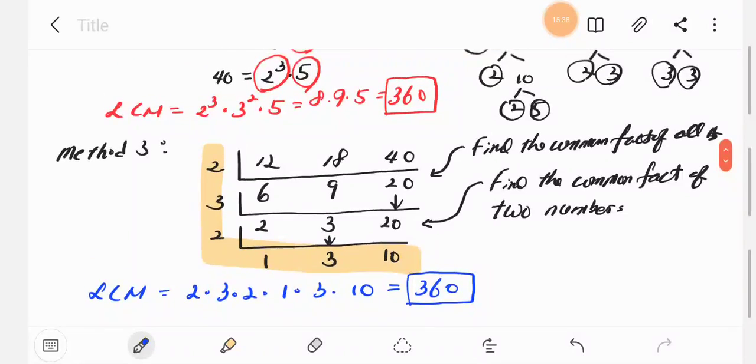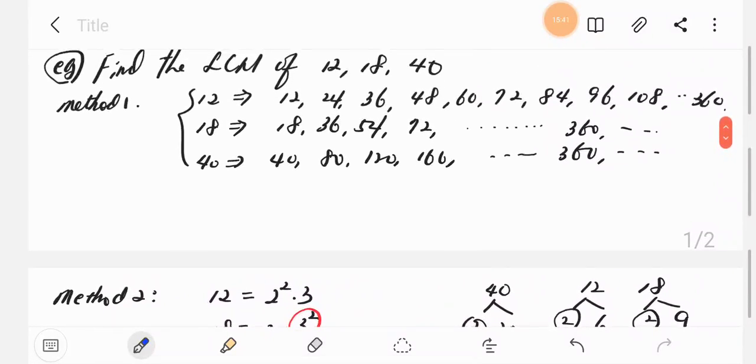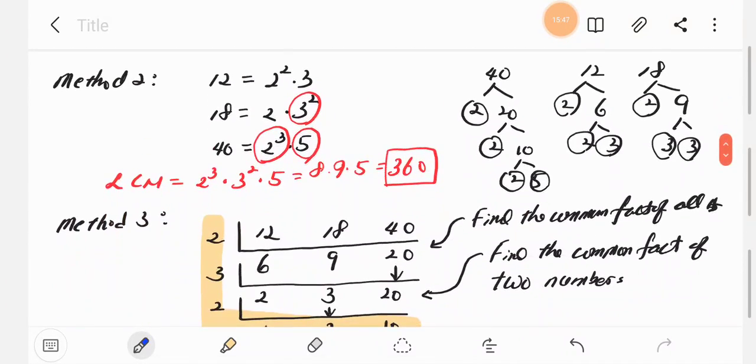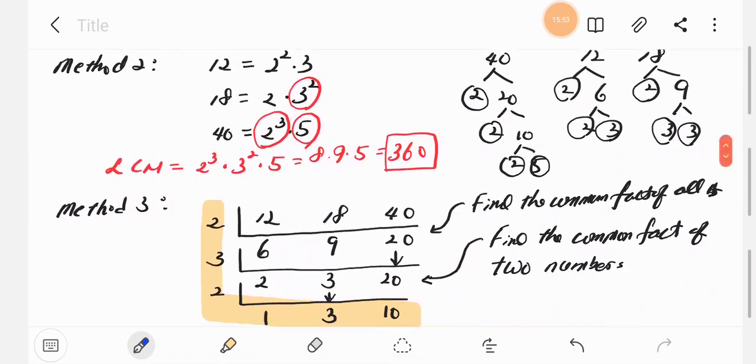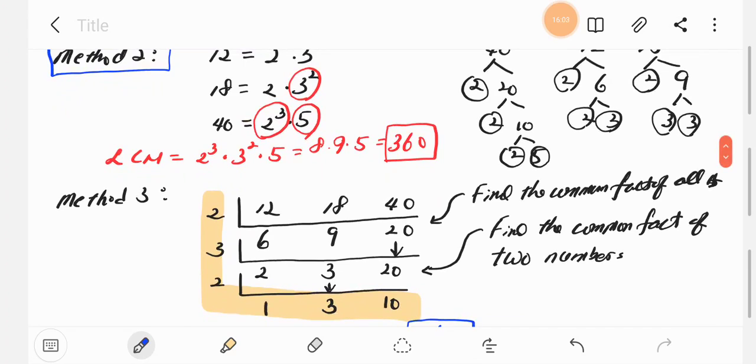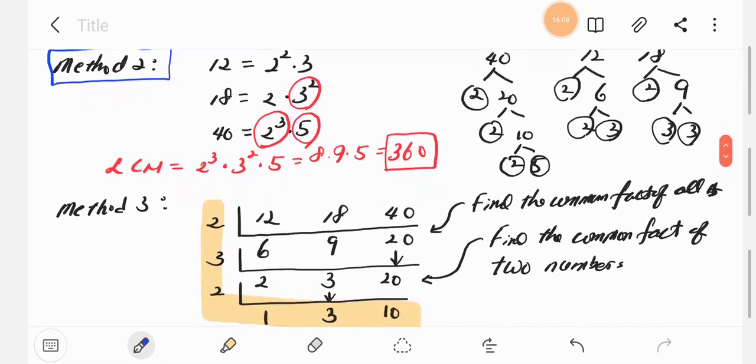So we use 3 methods. The first method is hard because it has to go all the way down to 360. So let's give up method 1 and use method 2 or method 3. Method 2 is really powerful, and method 3 is also a good method. But method 2 is really important, so don't forget this method. If you know method 3, then that's good. Alright, so this is how we find the LCM.